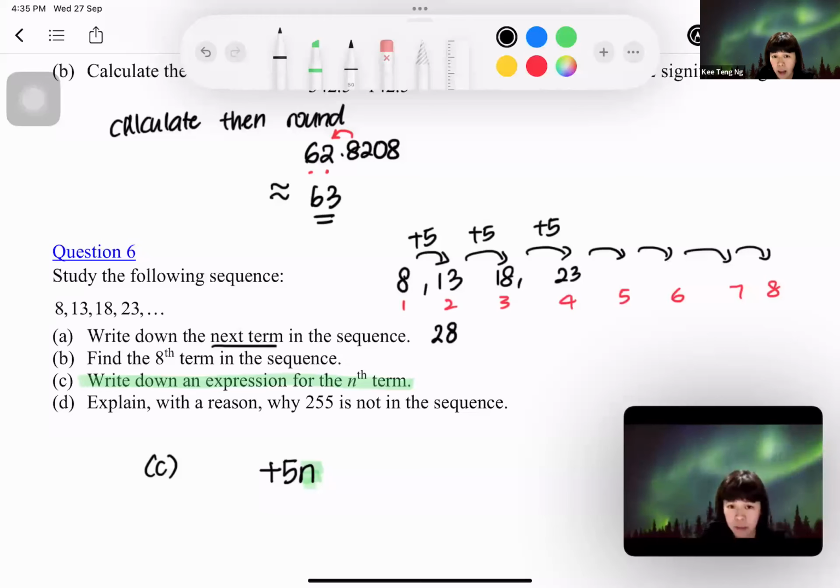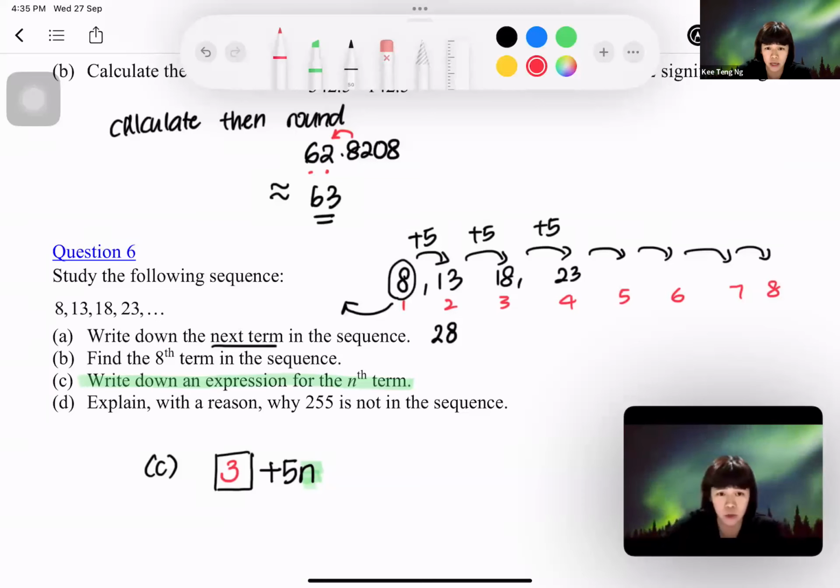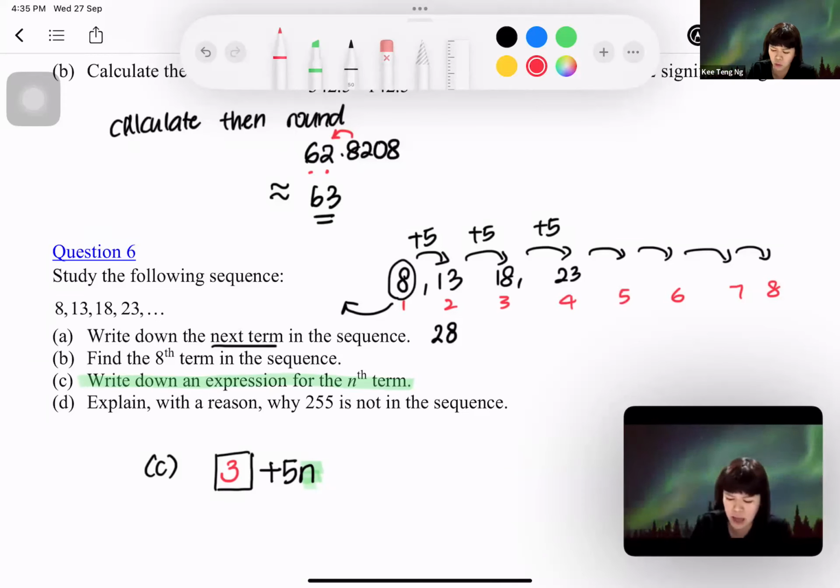plus 5n. But I need to think, what number plus 5 can give me 8? What is the number in front? What number plus 5 can give me 8? 3, yes. So this is my first term here that completes my pattern, right? So the expression for the n term will be given by Tn. So the expression for the n term, Tn, will be 3 plus 5n.